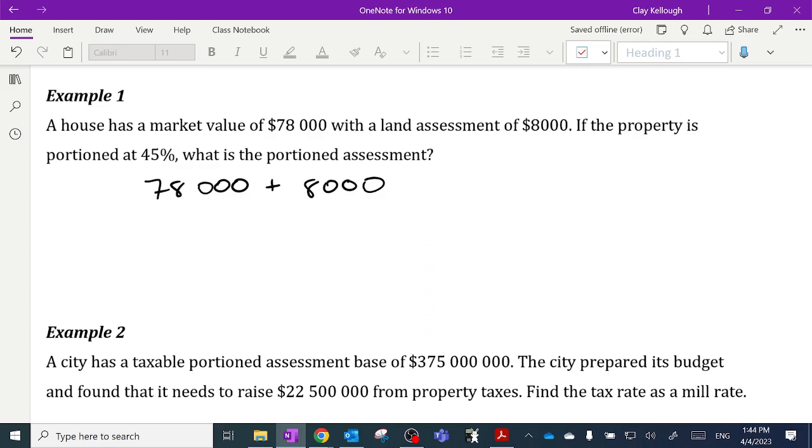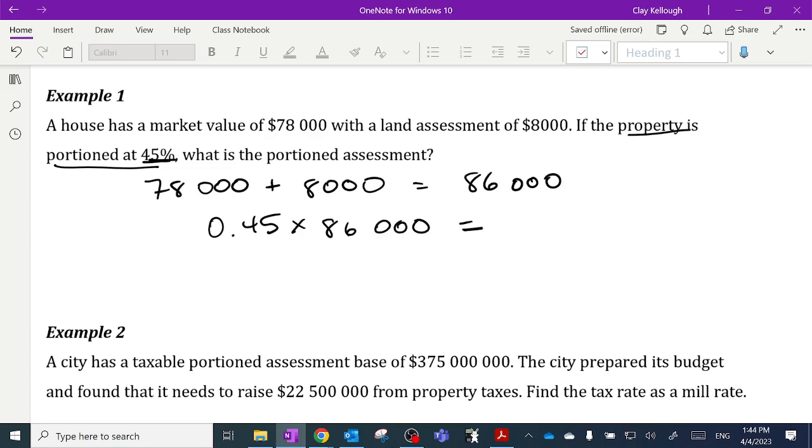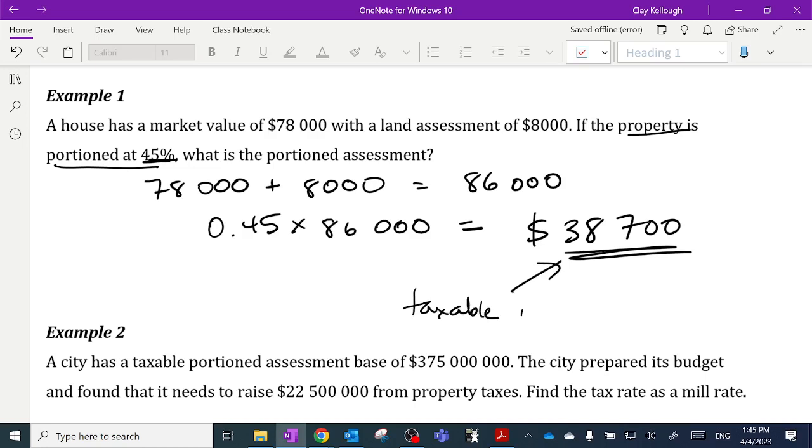So there's my first step. I add them together, and when I do that, I get $86,000. And if the property is portioned at 45%, I would like 45% of that number. We've done that many times this year already. How do you find 45% of a number? Change the percent to a decimal and times. So that's a nice easy calculation. $38,700. So that's your taxable portion. That's what we call your taxable portion.